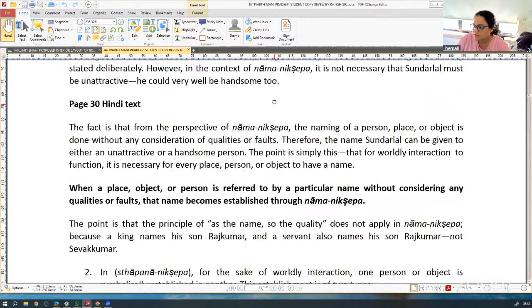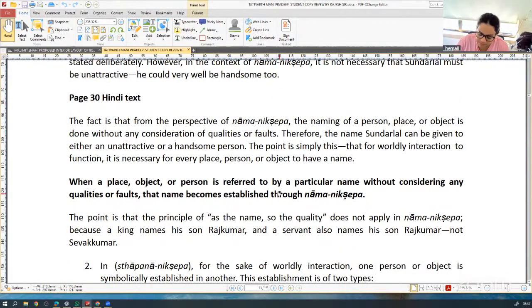The fact is that, from the perspective of Naam Nikshep, the naming of a person, place, or object is done without any consideration of quality or faults. Therefore, the name Sundar Lal can be given to either an unattractive or a handsome person. The point is simply this, that for worldly interaction to function, it is necessary for every place, person, or object to have a name.